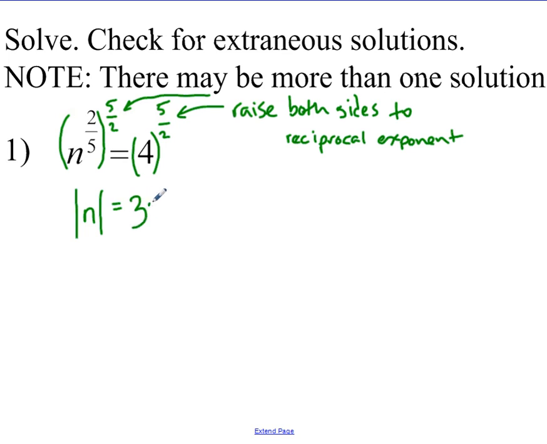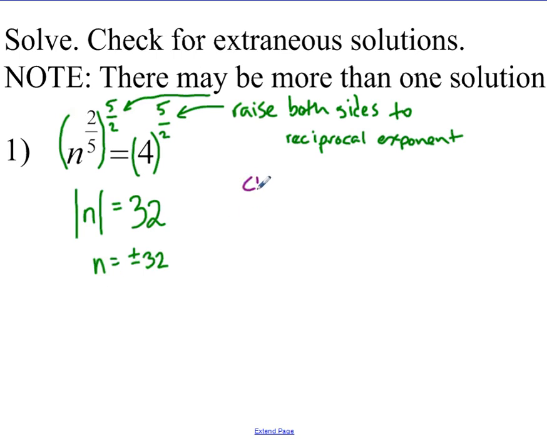If we take the square root of 4, that's what the denominator of the half does, that would be a 2, and then 2 to the 5th gives us 32. So the absolute value of n equals 32, therefore n equals plus or minus 32. We do need to check these apparent solutions to see if they actually check.